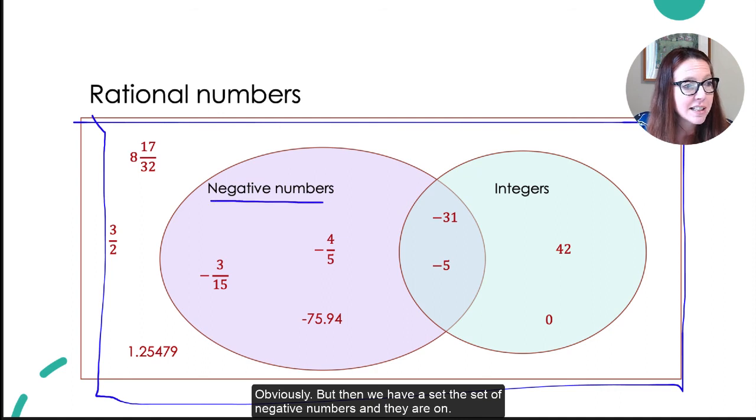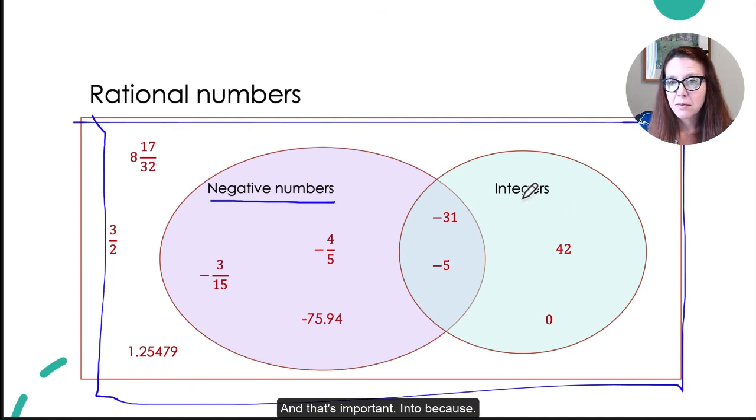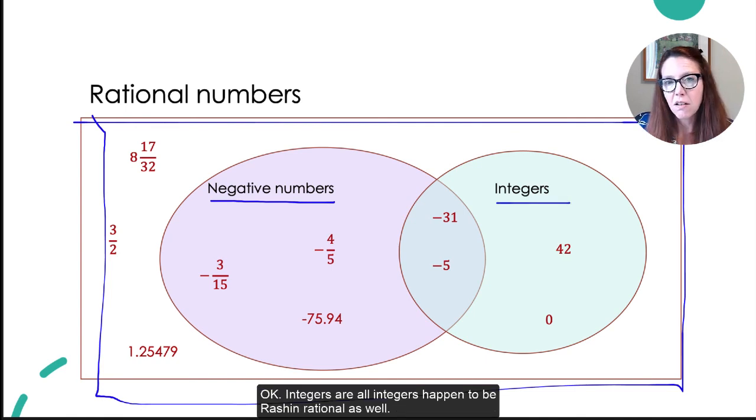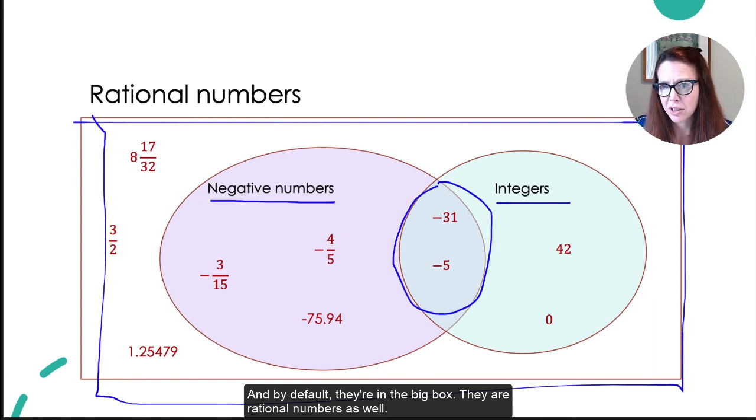But then we have a set, the set of negative numbers, and these are the negative numbers that are rational numbers. So we're only considering negative numbers within the universe of rational numbers, and that's important. Because all integers happen to be rational as well, so that's a bit different. But we define anything that exists in here as being both integers and negative numbers, and by default, they're in the big box. They are rational numbers as well. Nothing's listed if it doesn't fit within the universe.